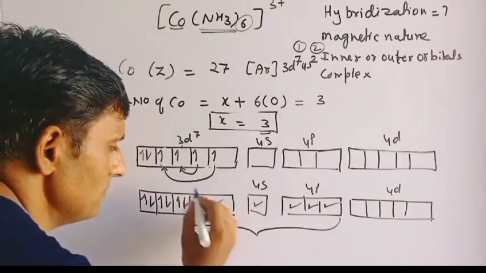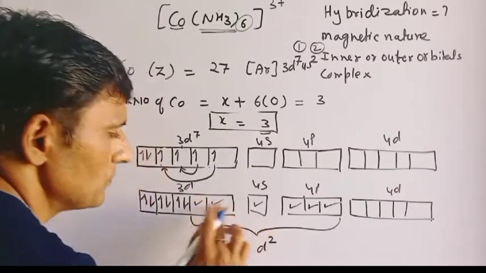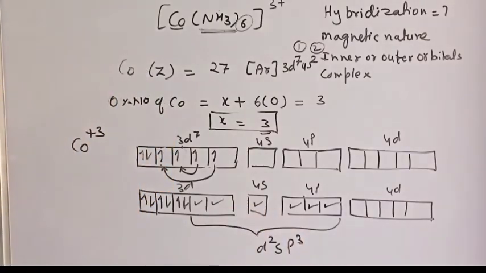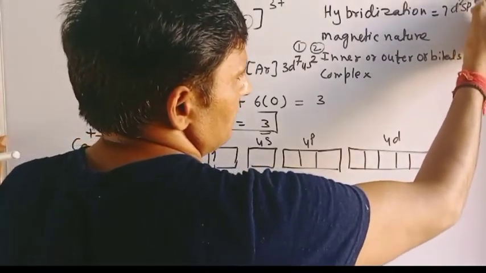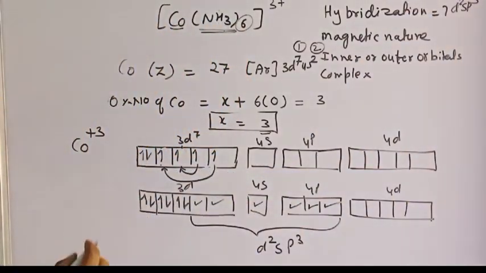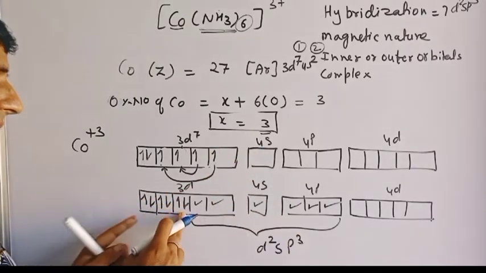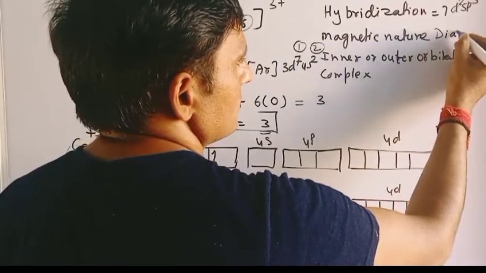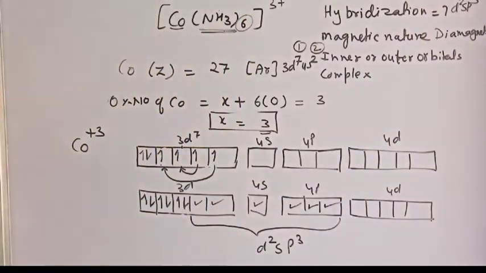So the configuration becomes 3d, meaning d2, 4s1 and 4p3, d2sp3 hybridization. So the hybridization is d2sp3. Now all our electrons are paired up. No single electrons are left there, because all the electrons are paired. So it is diamagnetic in nature.